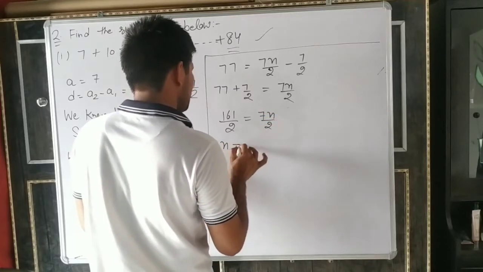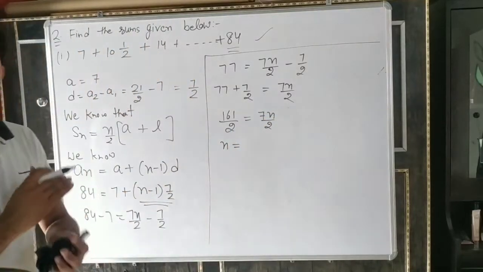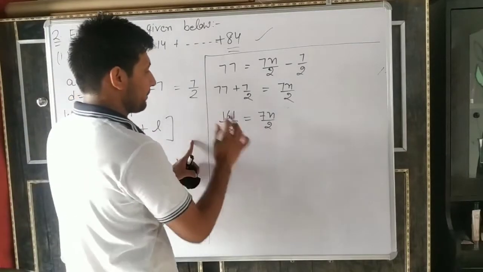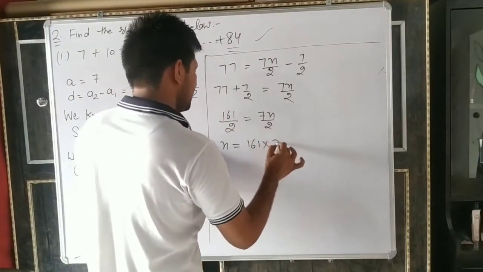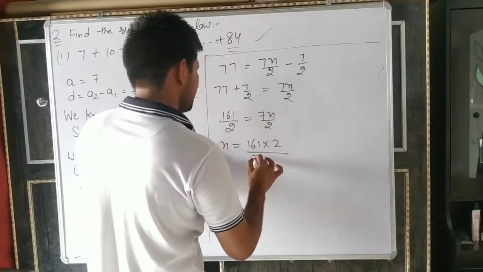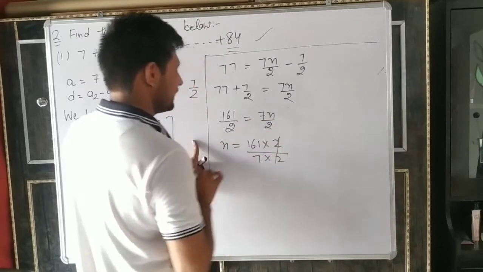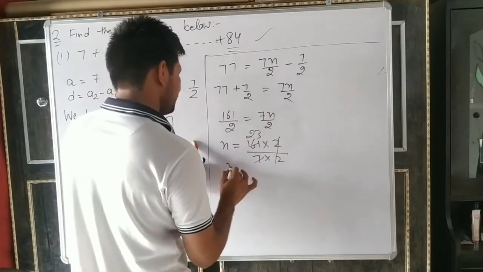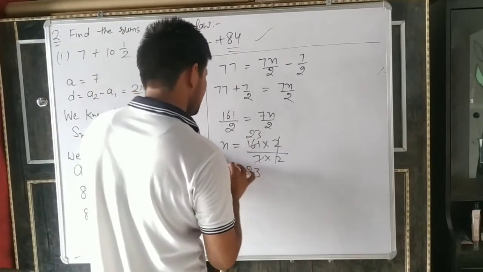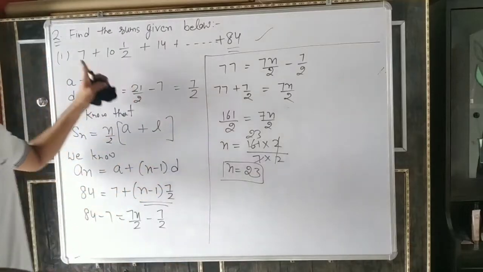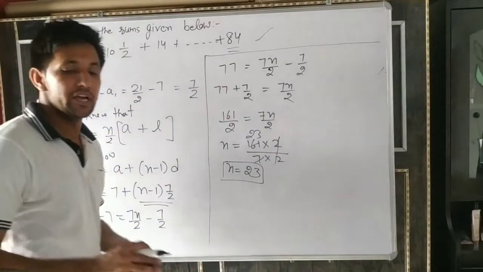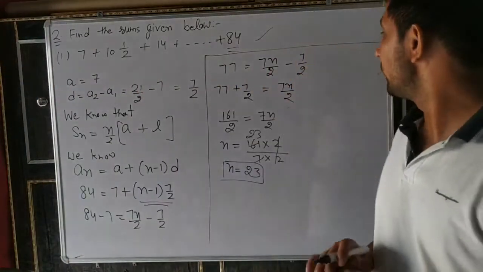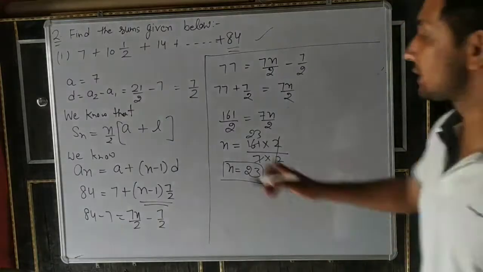We want to find the value of n, so we will do cross multiply. 2 multiply 161, and 7 into 2. 2 cancels 2, it is 7 into 23. So n is how much? n is the total number of terms in this AP, 23.